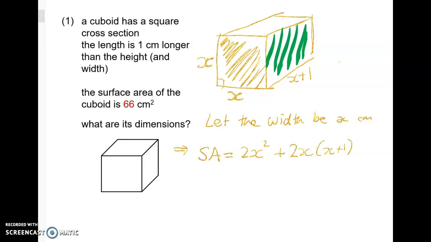Lastly, I've got the top and the bottom faces, right? But we know that they're going to be the same, so that's 2 more lots of x times x plus 1. But basically, each of these bits is the area of a rectangle, or in this case, of a square. So once you've formed that, we know that that surface area is going to equal 66 centimetres squared.